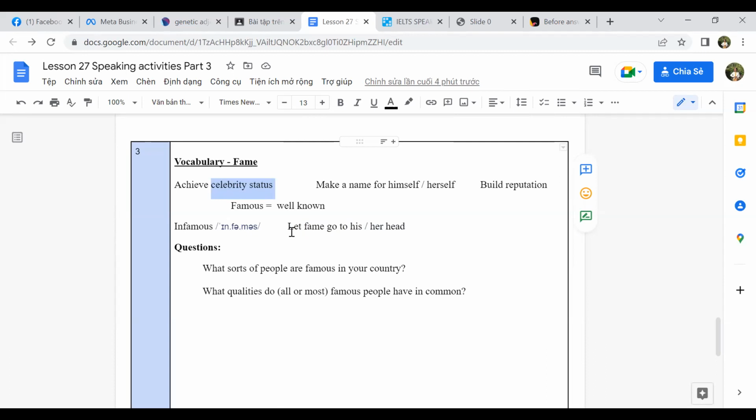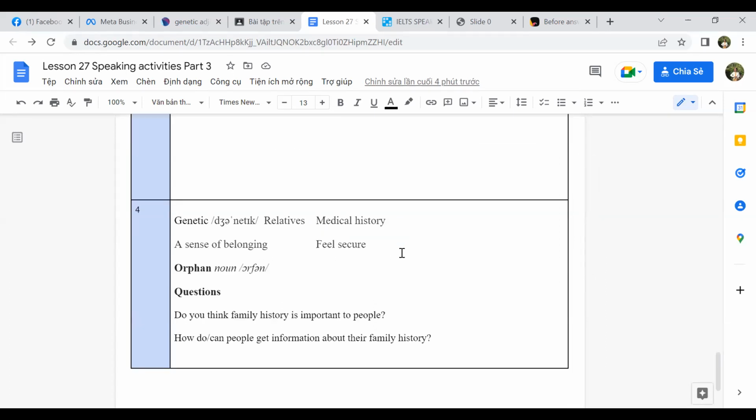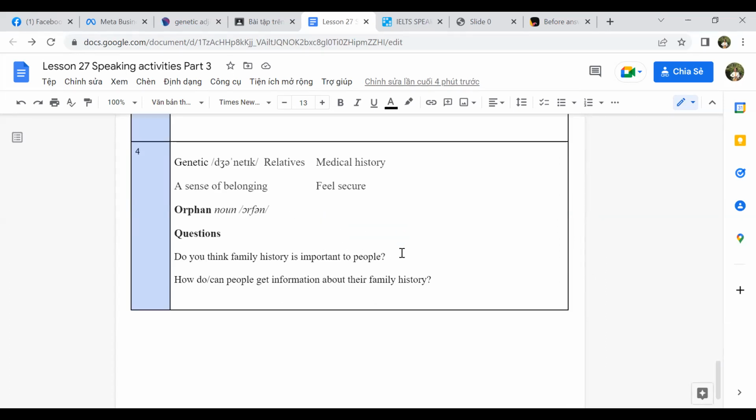Exactly. When someone lets fame go to his or her head, fame occupies their mind, right? And they are unable to think about others. They only can think about their fame, their reputation, how good they are. Right? They are overconfident in a negative way. Thank you, everybody. And group number 4, you don't have a lot of new words.